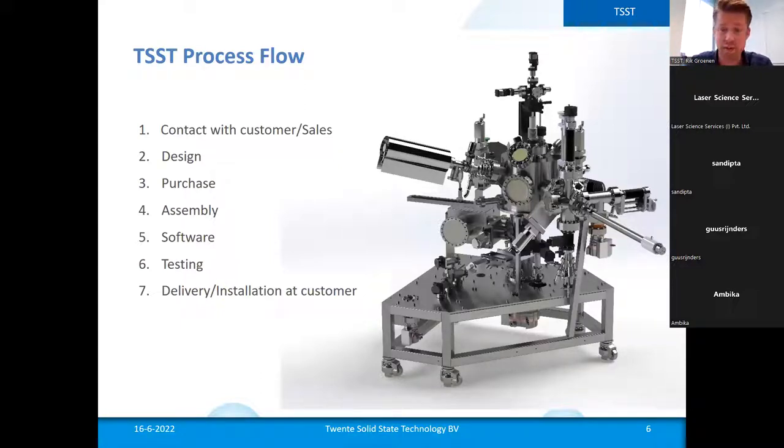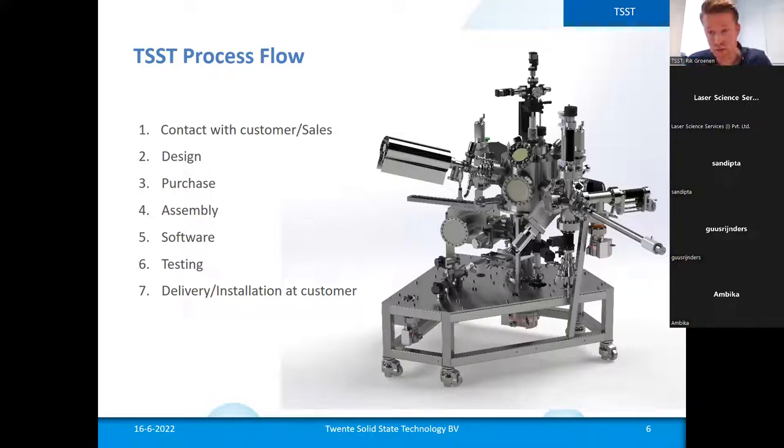We don't necessarily make anything on site. For every single component, we have our supplier base. But we do a full assembly of the system, so the system will be fully constructed on our work floor. We develop dedicated software for the control of everything and a full testing of the system.